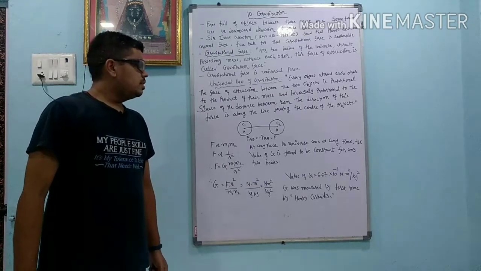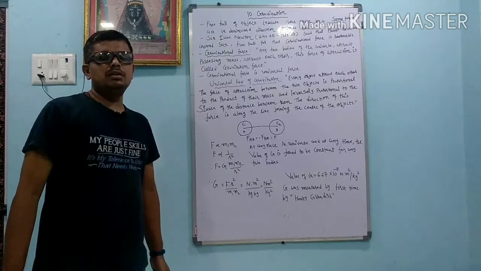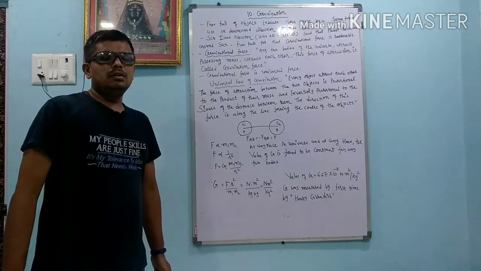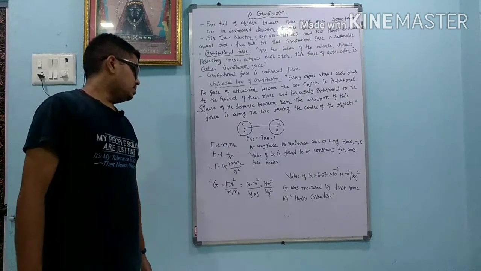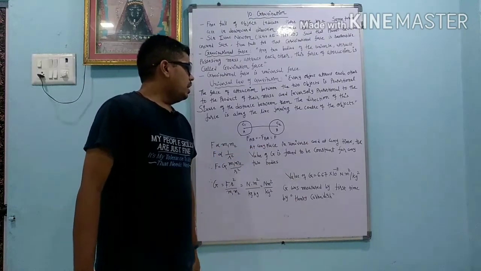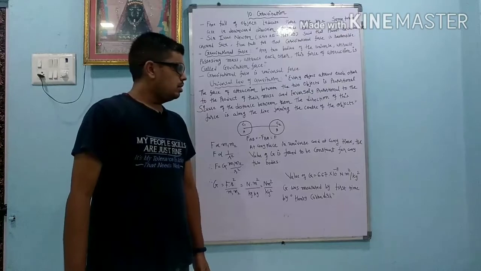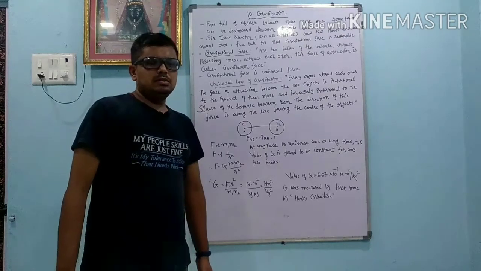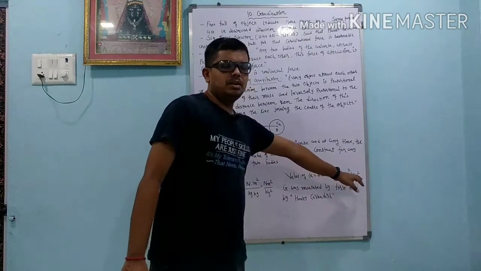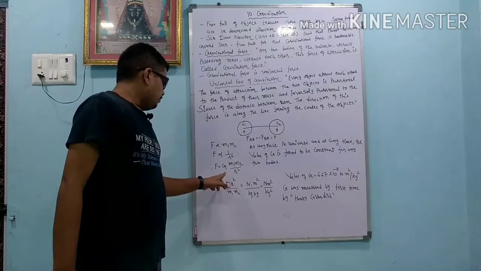Its value is 6.67 into 10 raised to minus 11 Newton meter square divided by kilogram square, and it was discovered by the scientist Henry Cavendish. At any place in the universe and at any time, the value of capital G is found to be a constant for any two bodies. Now dear student, let us try to understand how we get Newton meter square divided by kilogram square.